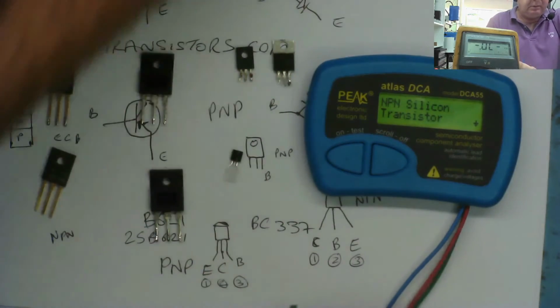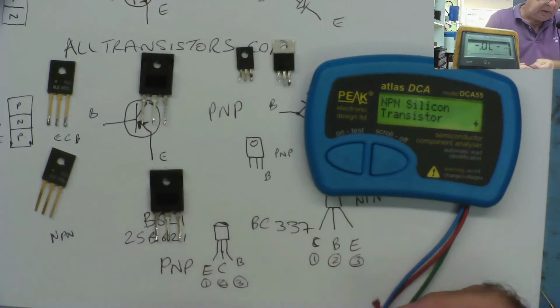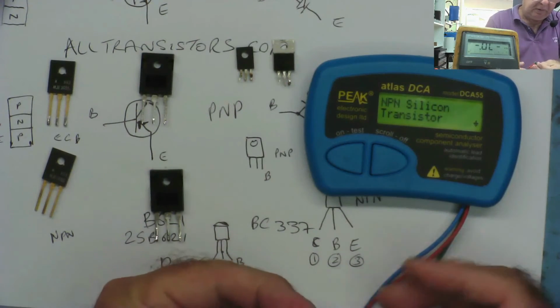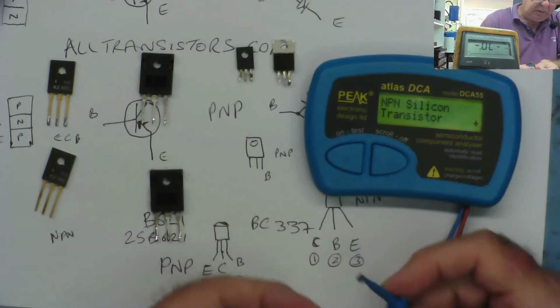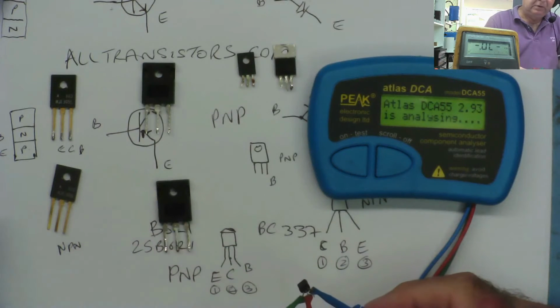So have the other one, the little one. This is the PNP one, this one here. So it should tell us green as emitter, red as collector, blue as base. That's the way I've connected these up, just by chance.